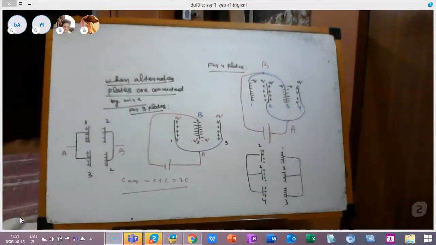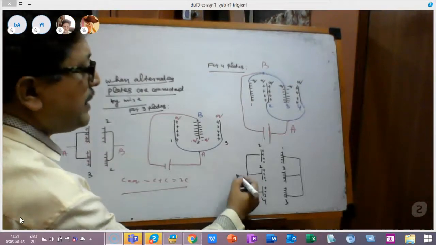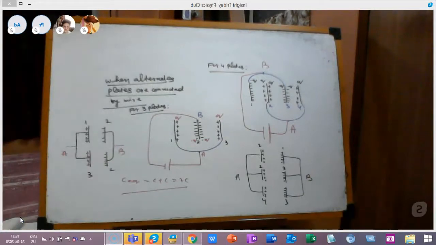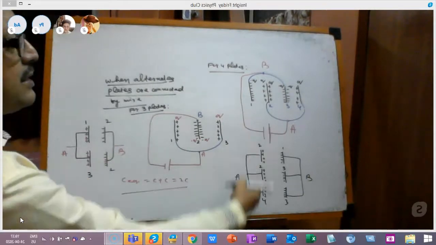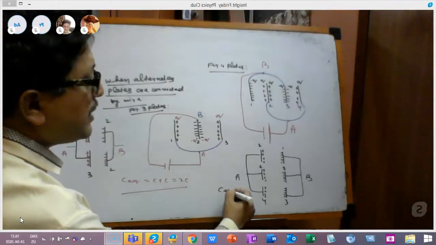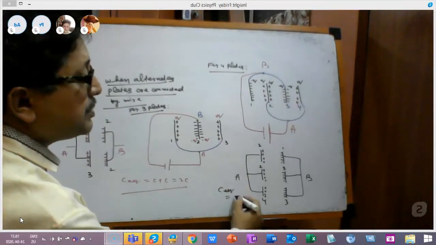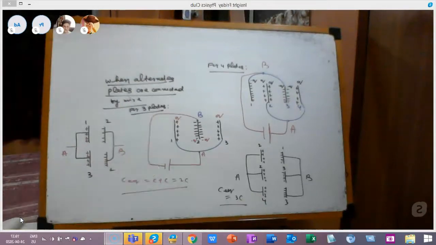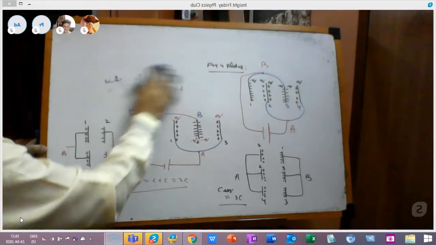Okay, so these are 2 points here. If I name this one point A and this one B, there is no problem. And these 3 capacitors are in parallel combination. What is the equivalent capacitance here? C equivalent is going to be equal to 3C. So you see, for 3 plates it is 2C. Mathematics is supporting here also. For 3 plates it is 2C, for 4 plates it is 3C.